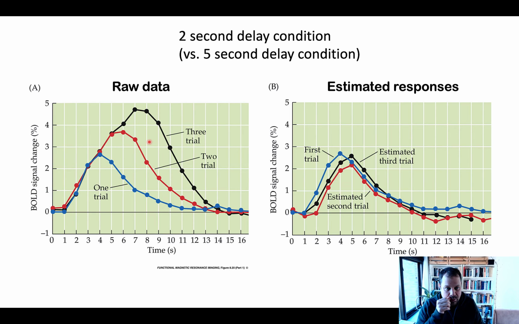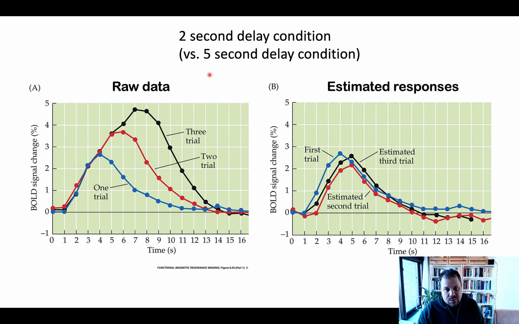So this is the raw data. This is a one trial event, this is a two trial event, and this is a three trial event. So we are here subtracting the red line from the black line, so the two trial event from the three trial event. And you can see that, again, the estimated third trial also falls in about the same range as the estimated first and second trials. You can also see this is based on the 2-second delay condition versus the 5-second delay condition, which shows somewhat better data.